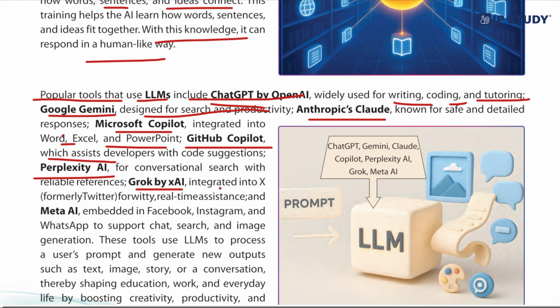Grok by xAI, integrated into X for witty real-time assistance, and Meta AI, embedded in Facebook, Instagram, and WhatsApp to support chat, search, and image generation. So, there are many AI tools which help us in real-time assistance and also in social media platforms that will support us in chat, search, and image generation.